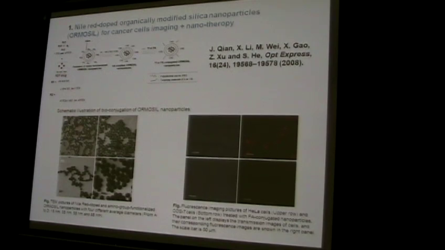For comparison, let's see. This is the cancer cell. This is, for comparison, the healthy cells, and you don't see the fluorescence. And here, this is just transmission imaging of the cell, and this one is fluorescence imaging. As you see, clearly the cancer cell.